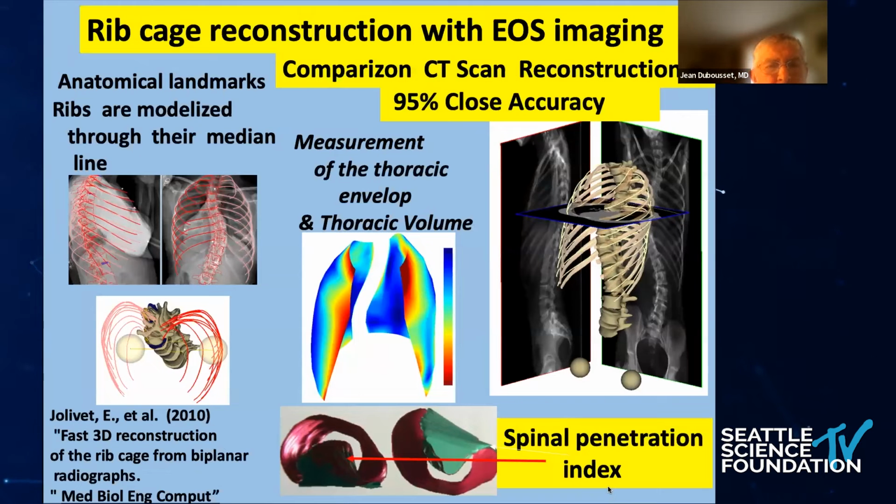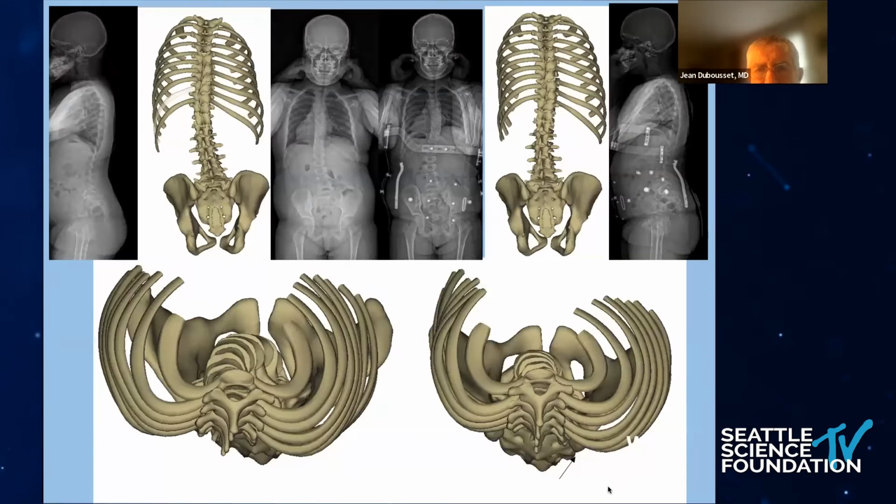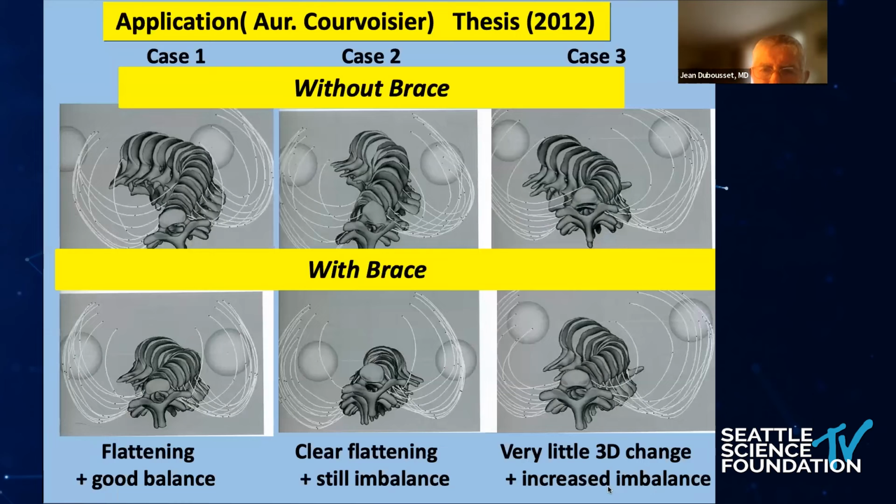And this is an important finding because with the EOS imaging, you can get the landmarks of the ribs, and you have, of course, the spine that is very well represented, so you can determine easily this spinal penetration index. For example, here you see the patient before, you see the patient after in his brace, you see some kind of correction. It is not perfect, but you can analyze this very clearly from the view from the top. And in the thesis of Aurélien Courvoisier, a French orthopedic surgeon working in Grenoble, he did his thesis in 2012, comparing the result with brace and without brace, with this view from the top, this view of the spine as well as the chest.